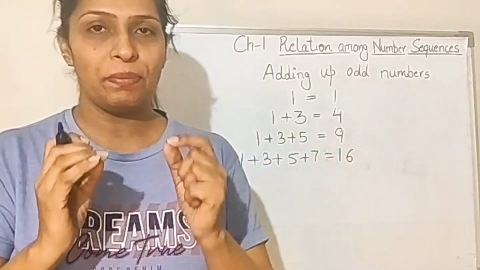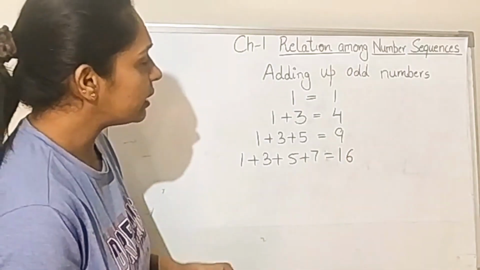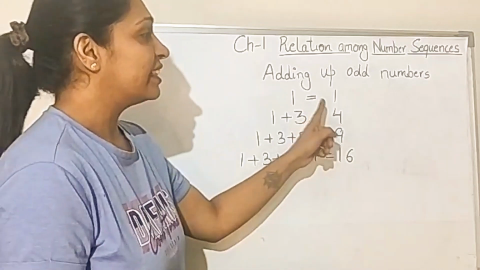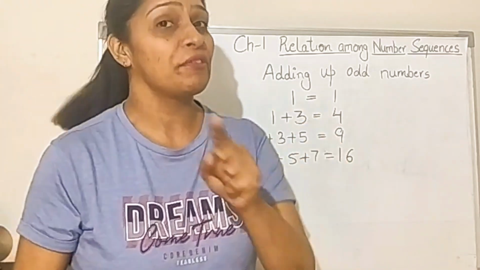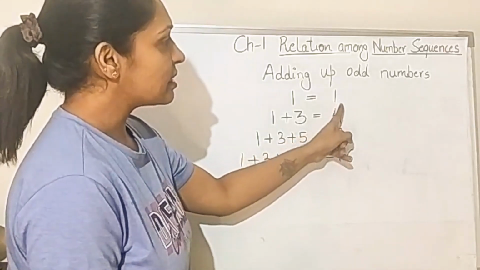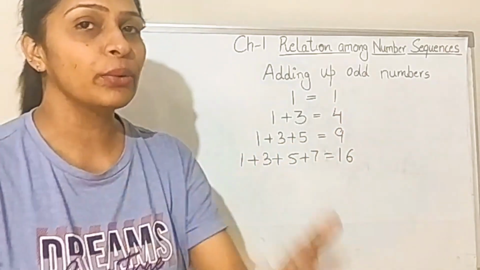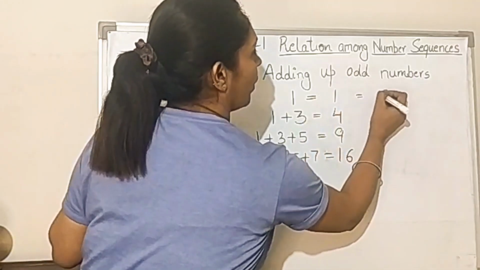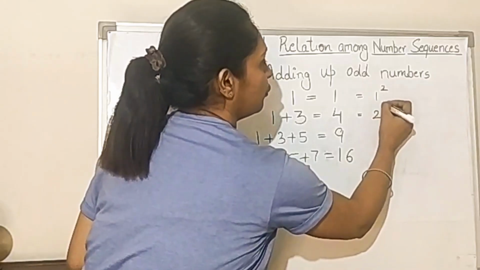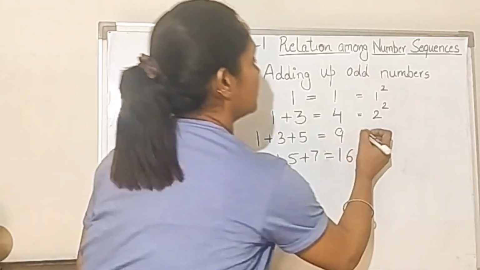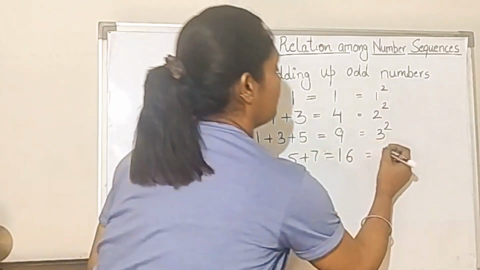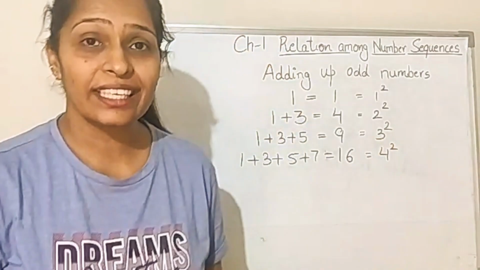Are you getting any sort of pattern, what actually these numbers are? Yes, those who are guessing that these are the square numbers. We have also covered what square numbers are in the previous video. These are all square numbers. How are they square numbers? 1 is the square of 1, right? 4 is the square of 2. 9 is the square of 3. And 16 is the square of 4. Isn't it so exciting?